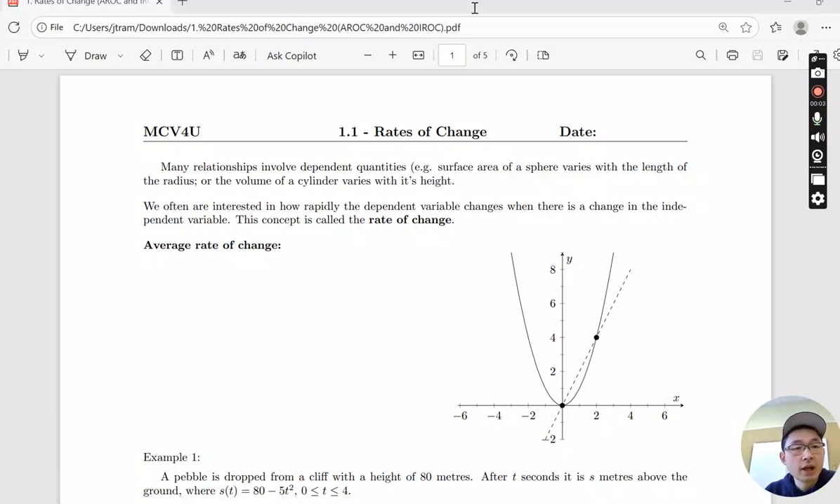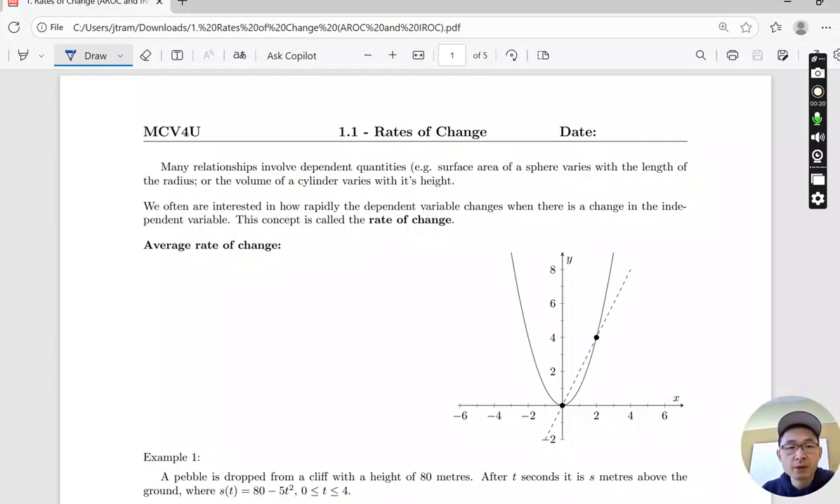Good morning, everyone. So this is lesson 1.1, rates of change for grade 12 calculus. Okay, so for calculus, introduction to limits, we're going to start with rates of change from advanced functions. We're going to start with talking about the average rate of change as well as the instantaneous rate of change.